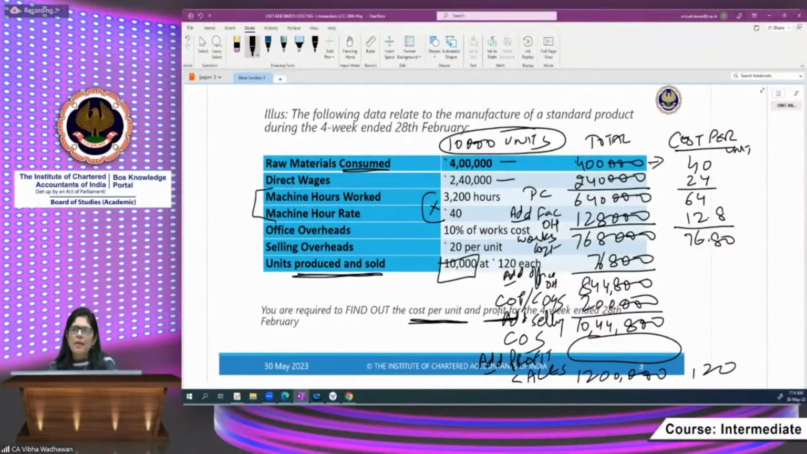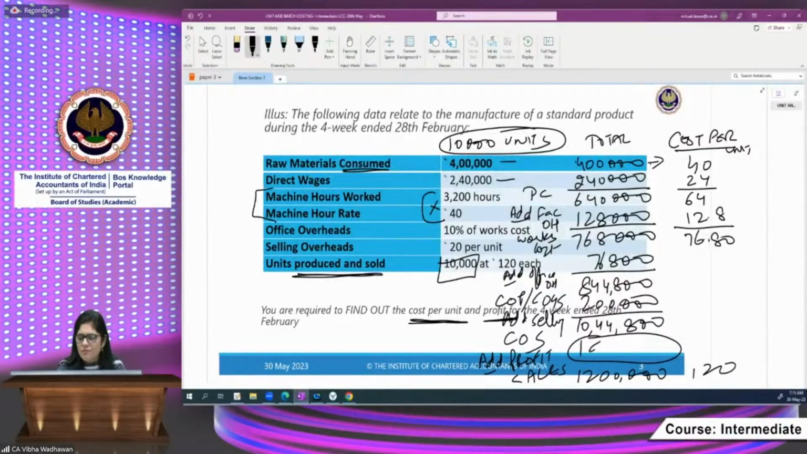There are no opening and closing stock of works overhead, so we have ignored it. Then add office overhead, 76,800. 10% of works cost is office overhead. We have got cost of production. There is no opening and closing stock of finished goods, so cost of production is also cost of goods sold. To the cost of goods sold, we have added selling overheads at 20 per unit. We got the cost of sales. We had the sales with us. So what is the profit?